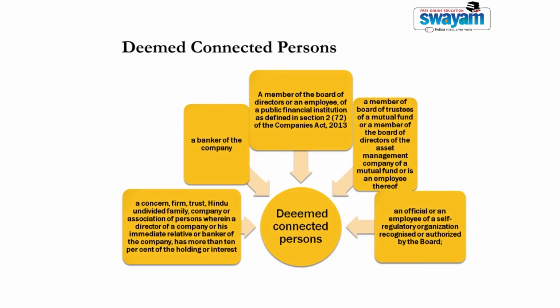The next category of deemed persons includes a banker of the company, a member of the board of trustees of a mutual fund, a member of the board of directors or an employee of a public financial institution, and any official or employee of a self-regulatory organization which is recognized by the SEBI board, and a concern or firm, trust or Hindu undivided family, company or association of persons wherein a director of a company or his immediate relative or banker of the company has more than 10% of the holding or interest in another company. So, these are the categories of deemed connected persons.